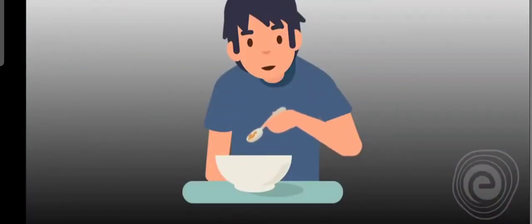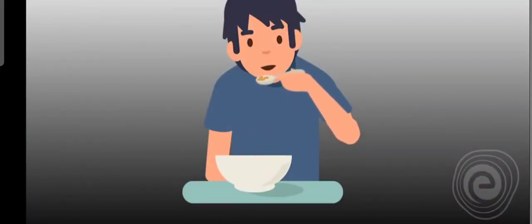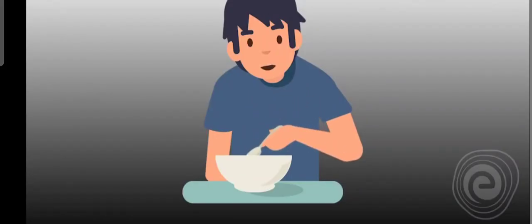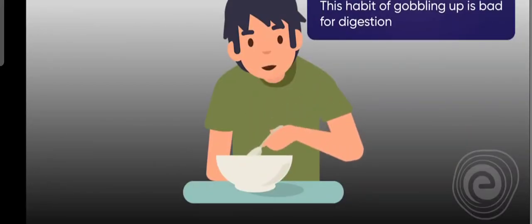Here's a fun fact for you. When we eat the food that we like, we tend to chew our food in a leisurely manner, enjoying the taste. However, when we are eating some boring food, we gobble it up quickly. But this habit of gobbling up food is bad for digestion.